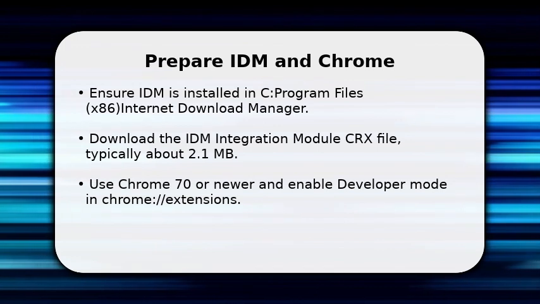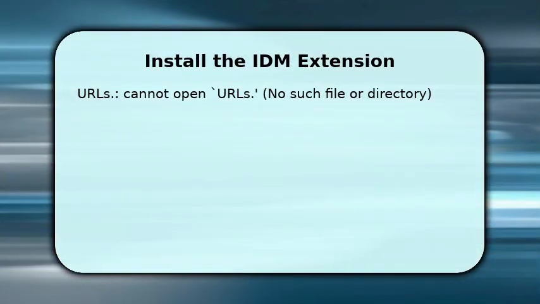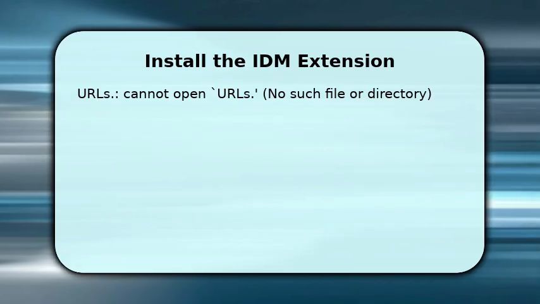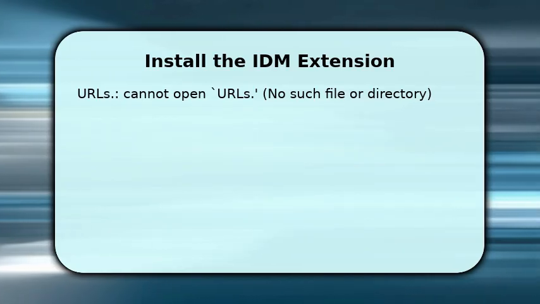Keep both Chrome and IDM closed, only if instructed by specific steps. Open Chrome /extensions with developer mode enabled as previously described. Locate the downloaded IDM integration module CRX file in File Explorer. Drag the CRX file into the Chrome /extensions page to trigger installation.